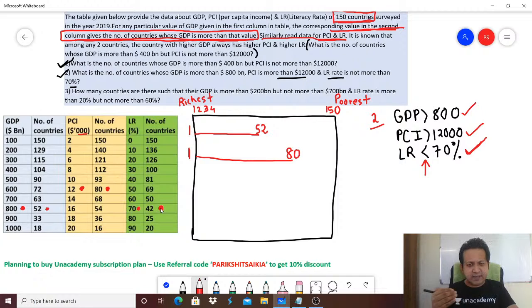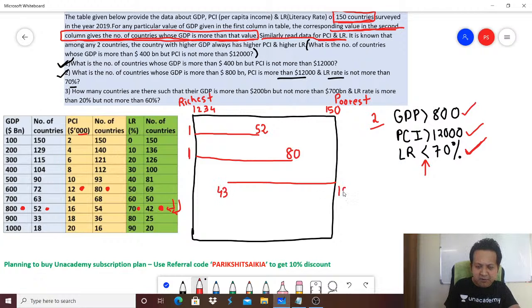How many countries are there in my question? A total of 150 countries. So if you exclude the top 42 countries whose LR is greater than 70%, the remaining, so basically rank 43 to the last. Rank 43 to the last.